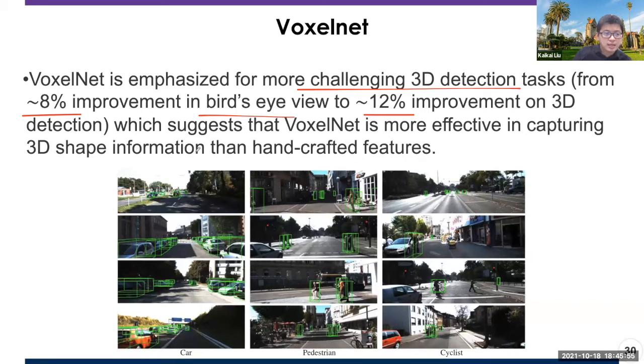One interesting thing that they proved is that you can use the neural network to automatically learn the 3D shape information instead of using handcrafted features. So this is the contribution of the VoxelNet. This is one of the breakthrough papers and almost lays the foundation of current modern 3D detectors.